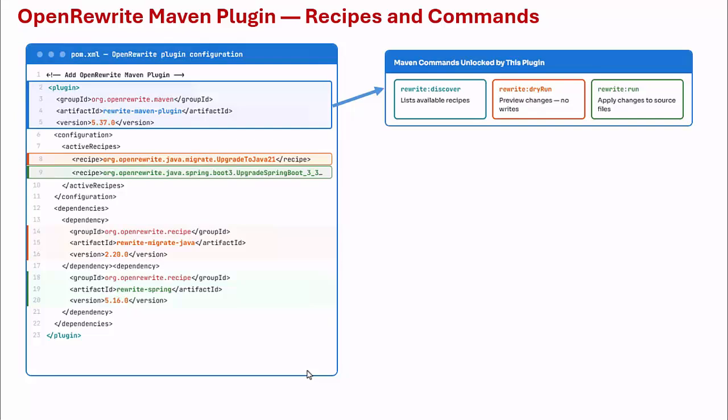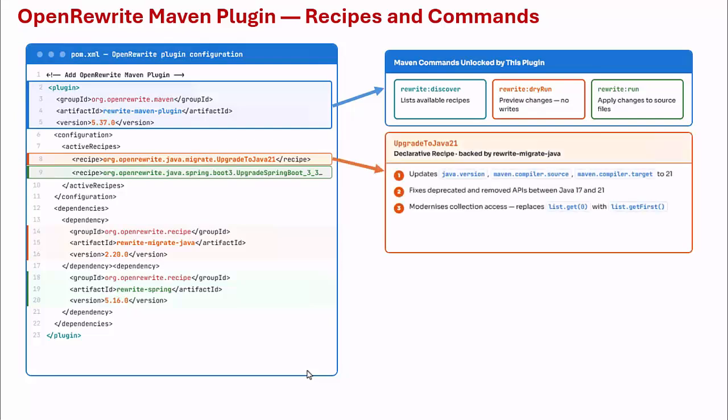We declare two recipes here. First is this one, upgrade to Java 21. It handles the Java side. It updates the three compiler version properties that we saw. Those properties are changed from 17 to 21. If present, it would also fix deprecated and removed APIs between Java 17 and 21, and it would also modernize the collection access by replacing list.get(0) with list.getFirst().